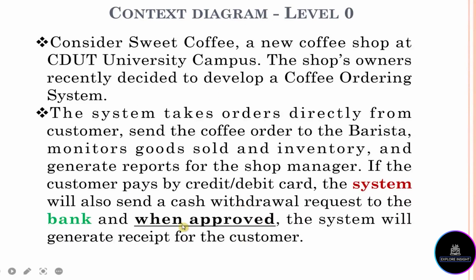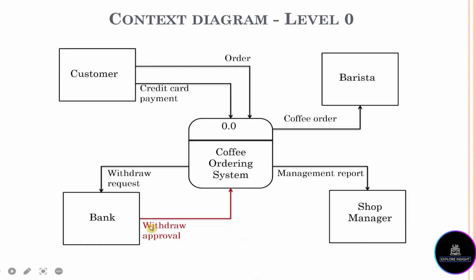And it says when approved. It is possible that the bank can reject, but at this point we said when approved. Who approved? The bank. To who? The system. So we are going to use the same information, which is the bank and the system. We won't be creating a new entity. Rather, we will have a new data flow. And for this information, it said when approved. So let's see what we have. Here, we'll call it withdraw approval. The bank to the system.